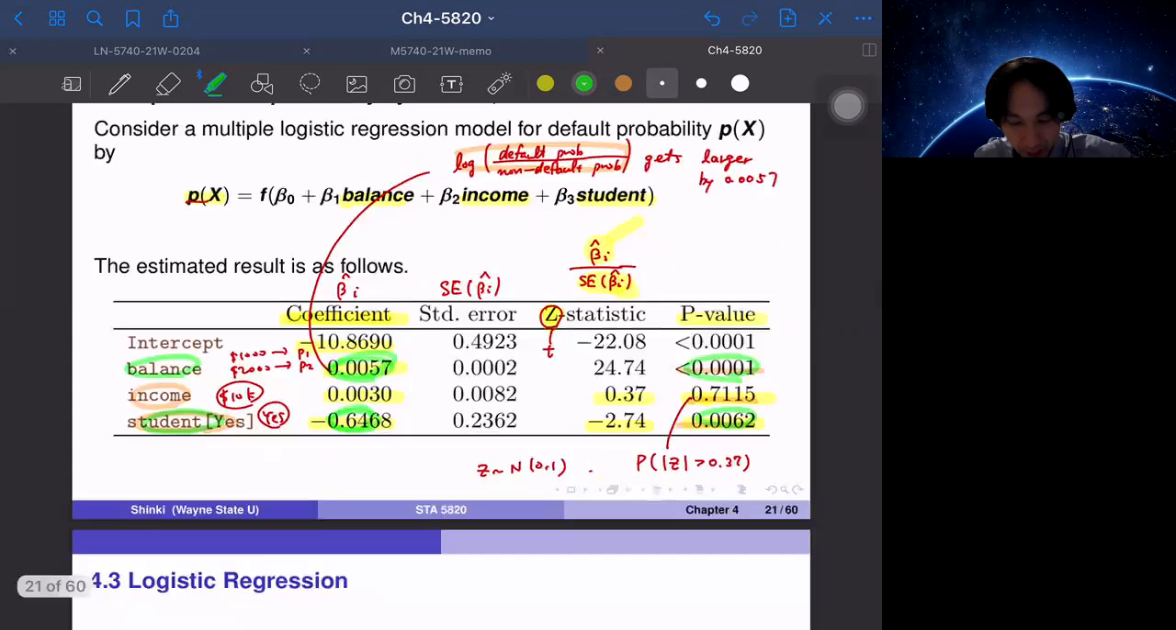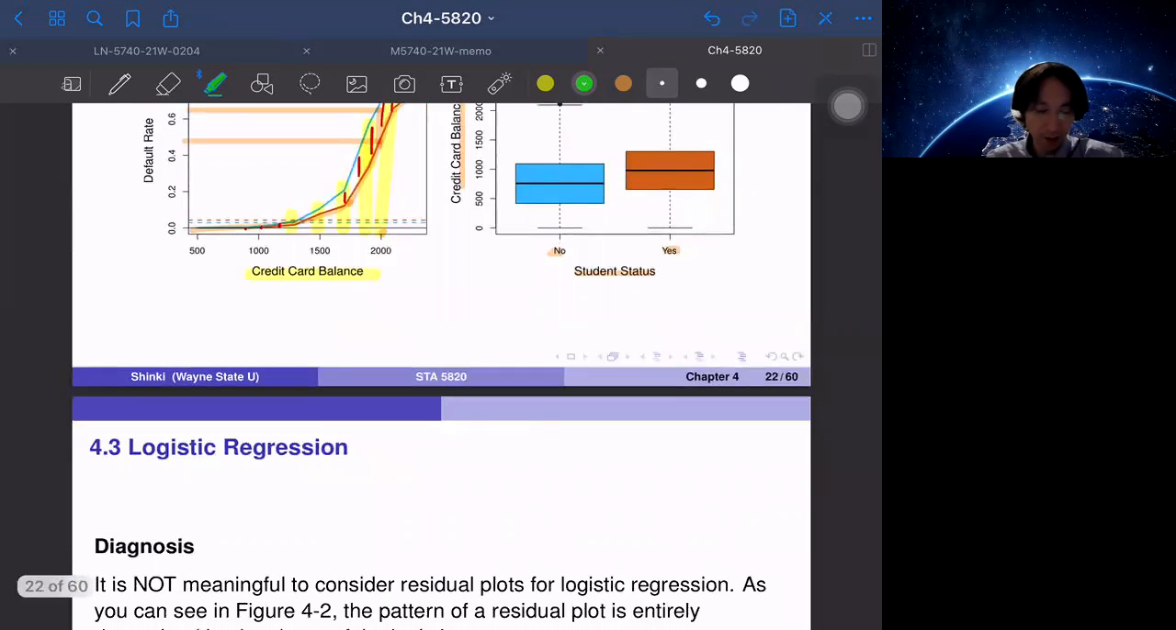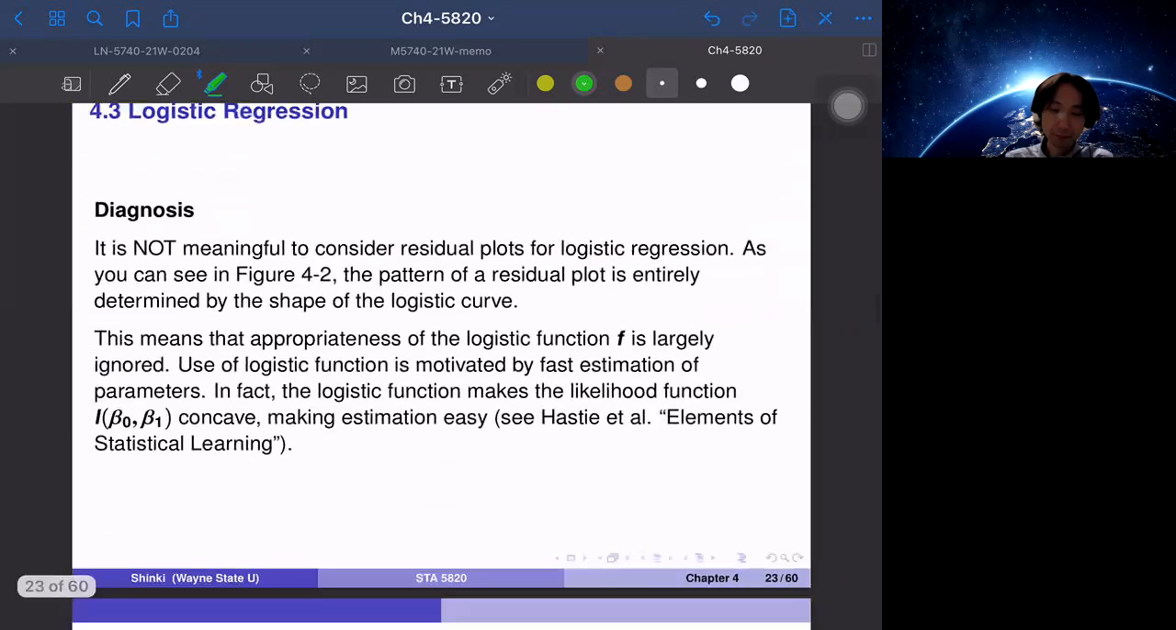So it's not really easy to interpret this. It's difficult.